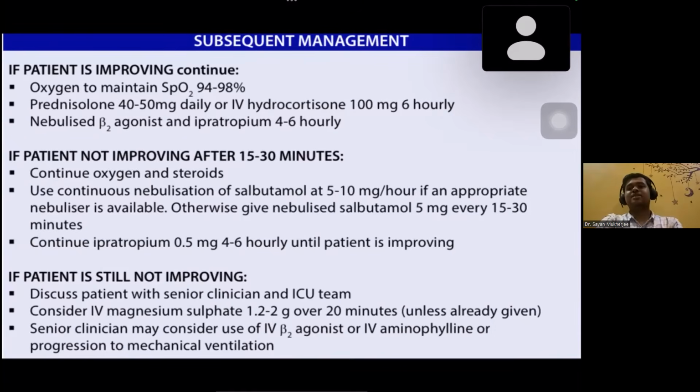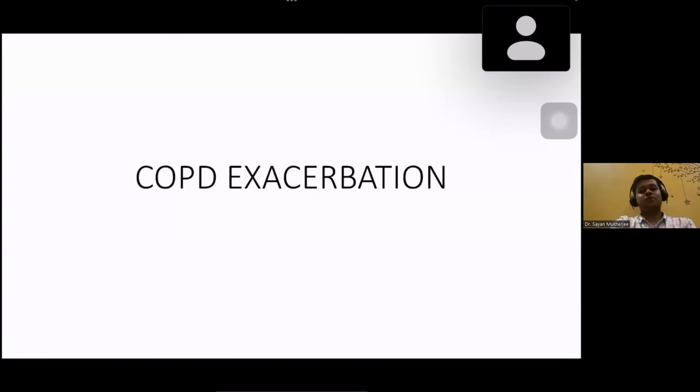So that's it. Subsequent management is nothing different, same thing, just continue your line of management till the patient starts improving. And if the patient doesn't improve, you can go for mechanical ventilation. So yeah, that's a very brief overview of asthma exacerbation. One more exacerbation you need to know is COPD exacerbation.